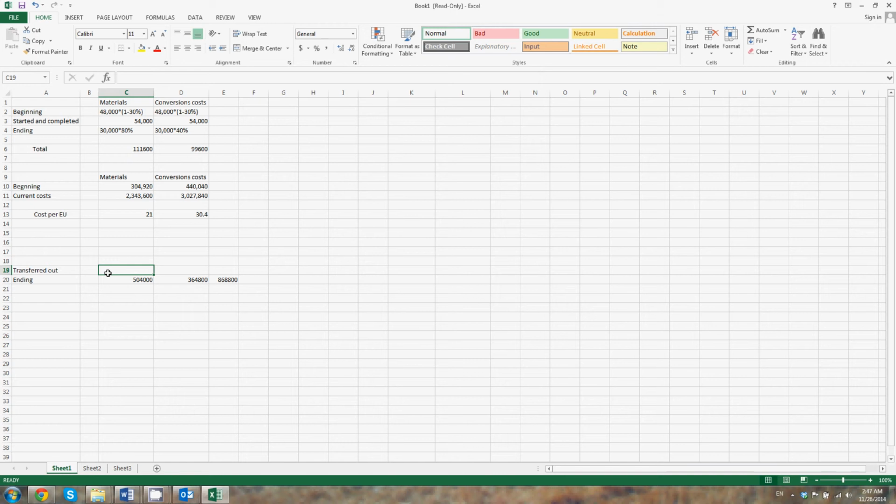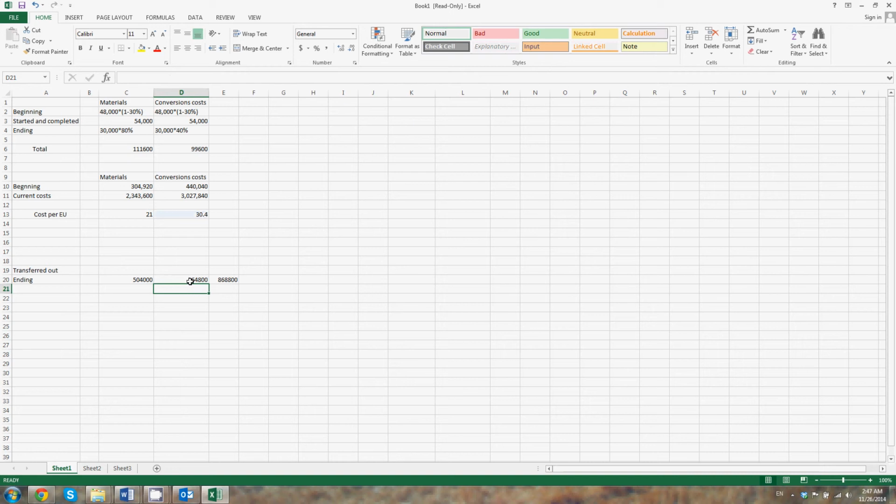Okay, so first, let's take care of the ending inventory. It will be very similar to the one we use for the weighted average method. We're using the cost per equivalent unit 21 times the ending inventory. And then it's the same for conversion cost. I use the cost per equivalent unit times the ending inventory, 30,000 times 40%. Remember, this part is the equivalent units for ending inventory.